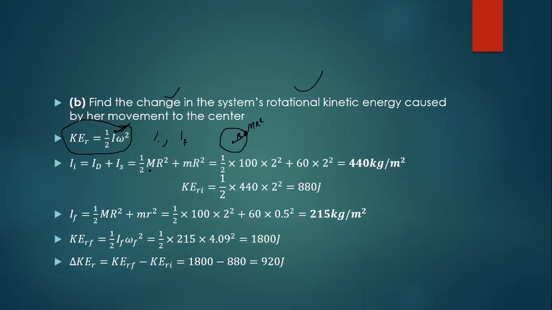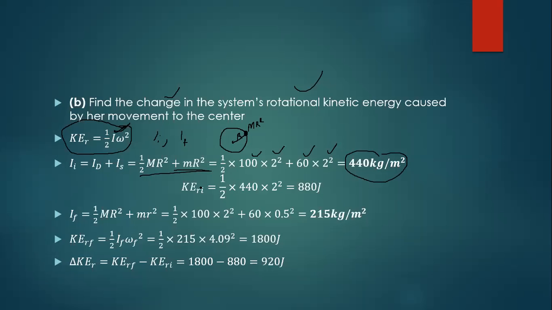Now, this is what we are going to use to calculate the initial moment of inertia. This is what you saw when we put the numbers in. The mass for the disk is this, the radius for the disk is that, and the mass for the student is this, the radius for the student is that. This gives us this value as our initial moment of inertia.